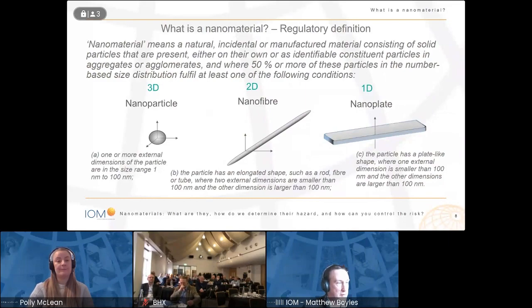Next slide, please. So a nanomaterial can be defined as different structures. You could have 3 dimensions within the nano range, so a nanoparticle. You might have 2 dimensions in the nanometer range, so it'd be termed a nanofiber, or you might have 1 dimension in the nanometer range, so it'd be like a nano plate. Next slide, please.